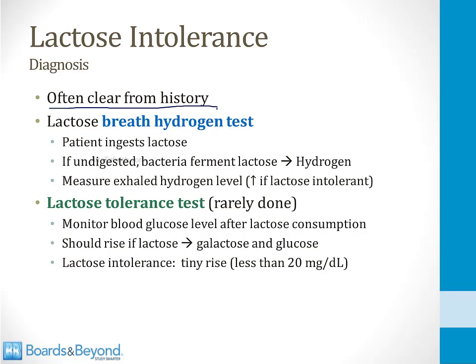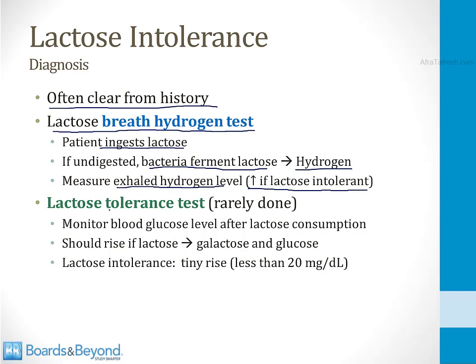There are two clinical tests that are sometimes used. One is called the lactose breath hydrogen test. In this test, the patient ingests lactose. If they cannot digest it, bacteria in the small intestine will ferment the lactose into hydrogen. They will release hydrogen, and you can measure the exhaled hydrogen in the patient's breath, and if the exhaled hydrogen level is high, that suggests the patient is lactose intolerant.